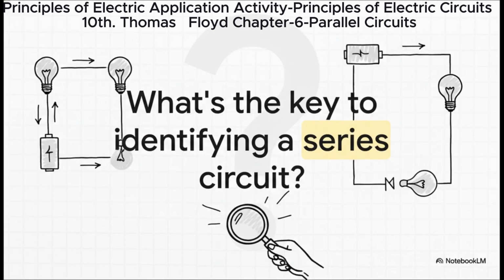So there you have it. You now have the toolkit to look at a messy board and see the clean, simple topology hidden inside. So I'll leave you with a question to chew on. We now know that in a parallel circuit, the current splits. So, what do you think is the one key thing you'd look for to identify a series circuit? What does the current do there?